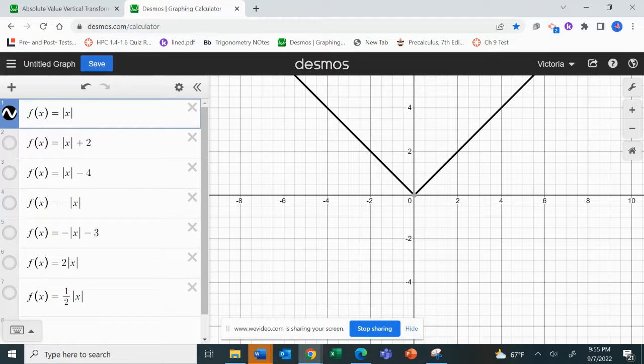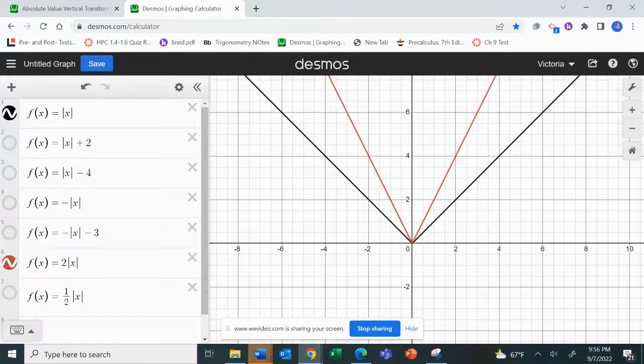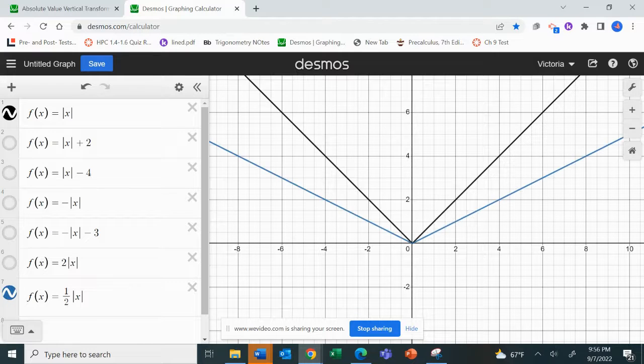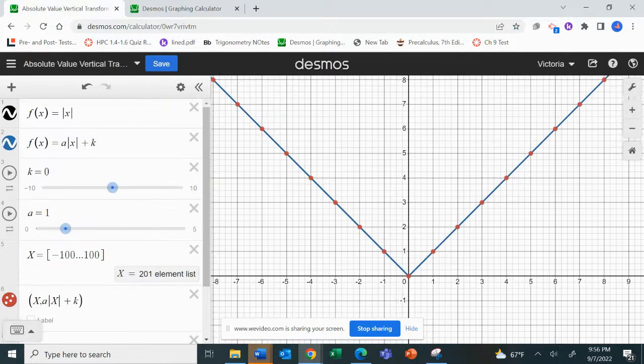We also did something like 2 absolute value of x. And with 2 absolute value of x, we're doubling the absolute value, so it's getting bigger faster, and I'll show you that more on my other Desmos screen. And then f of x equals 1/2 absolute value of x. This one's a little bit wider. So I'm going to talk a little bit more in detail about these different graphs on this screen.